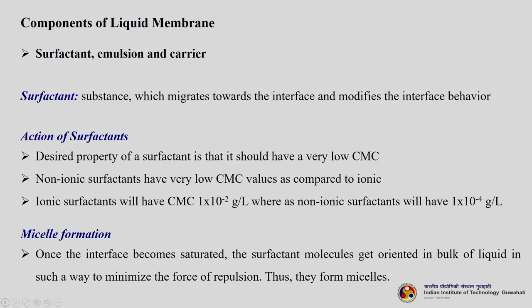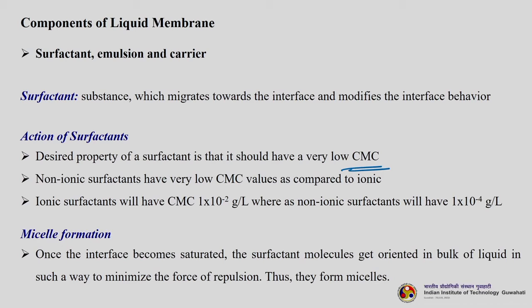Surfactant is a substance which migrates towards the interface and modifies the interface behavior. We have already discussed a little about surfactants when we discussed MEUF, micellar enhanced ultrafiltration. The desired property of a surfactant is that it should have a very low CMC. Non-ionic surfactants have very low CMC values as compared to ionic. Ionic surfactants will have CMC about 1 to 10 to the power of minus 10 grams per liter, whereas non-ionic surfactants will be 10 to the power of minus 4 grams per liter.